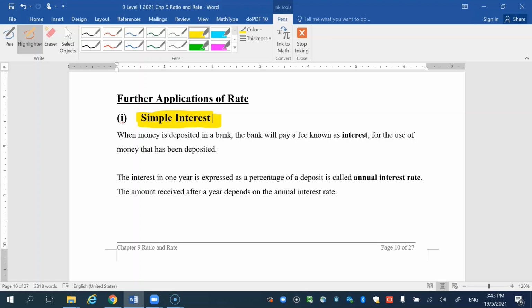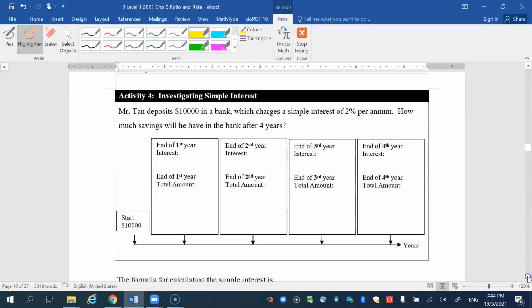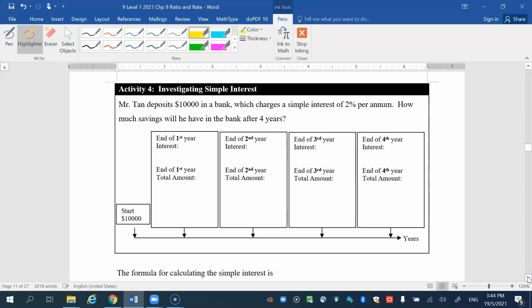Basically, when you go to a bank and you deposit money into the bank, the bank will give you a certain amount of money, and this is known as the interest. Okay, why do they give you this amount? Because they're going to use this money that you deposit for other users, for example, to lend to other borrowers, etc. So in return, the bank is giving you this amount as an interest. Okay, let's move on to page 11, activity 4, where we are investigating what is simple interest.